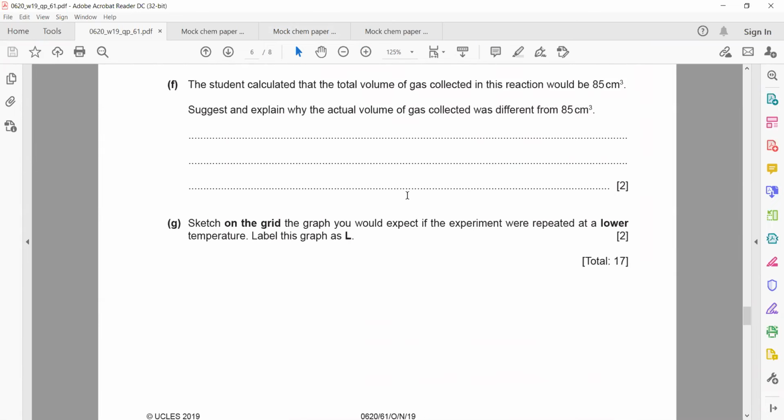A student calculated that the total volume of gas collected in this reaction would be 85. Suggest and explain why the actual volume of gas collected was different from 85. The student suggested that he should collect 85 cm cube of carbon dioxide, but practically he's not collecting that. So here you can write the answer: the volume of gas will be lower because some of the carbon dioxide dissolves in water. Practically we will not collect 85, the volume will be less than 85.